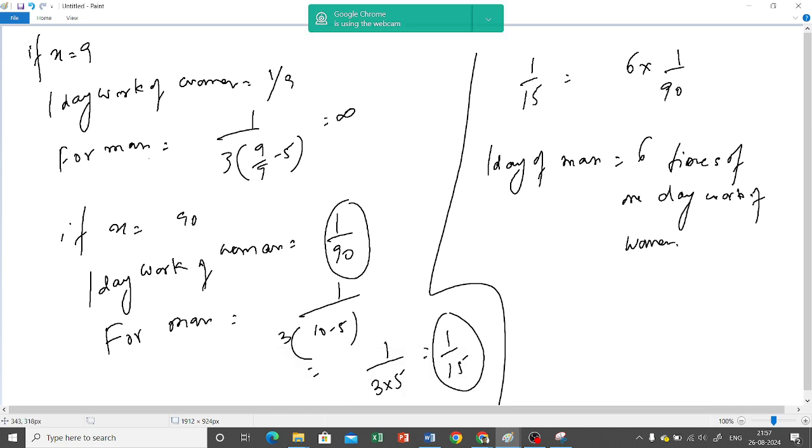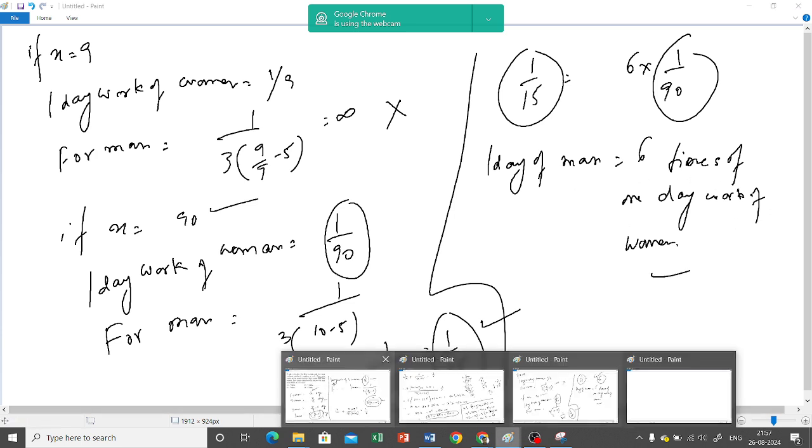Now see, if I take 9, I am getting the man's 1 day work as infinity, which is not possible. So I have to take X as 90. So in that case, 1 day work of woman is becoming 1 by 90, and for man it is becoming 1 by 3 into 10 minus 5, that is 1 by 15. So one day work of man is becoming 1 by 15, 1 day work of woman is 1 by 90. So that means what? The 1 day work of man is 6 times of 1 day work of woman. Yes or no? Yes. This particular value is 6 times of 1 by 90. If I solve this, that means 1 day work of man is going to be 6 times of 1 day work of woman. So the answer is 6.